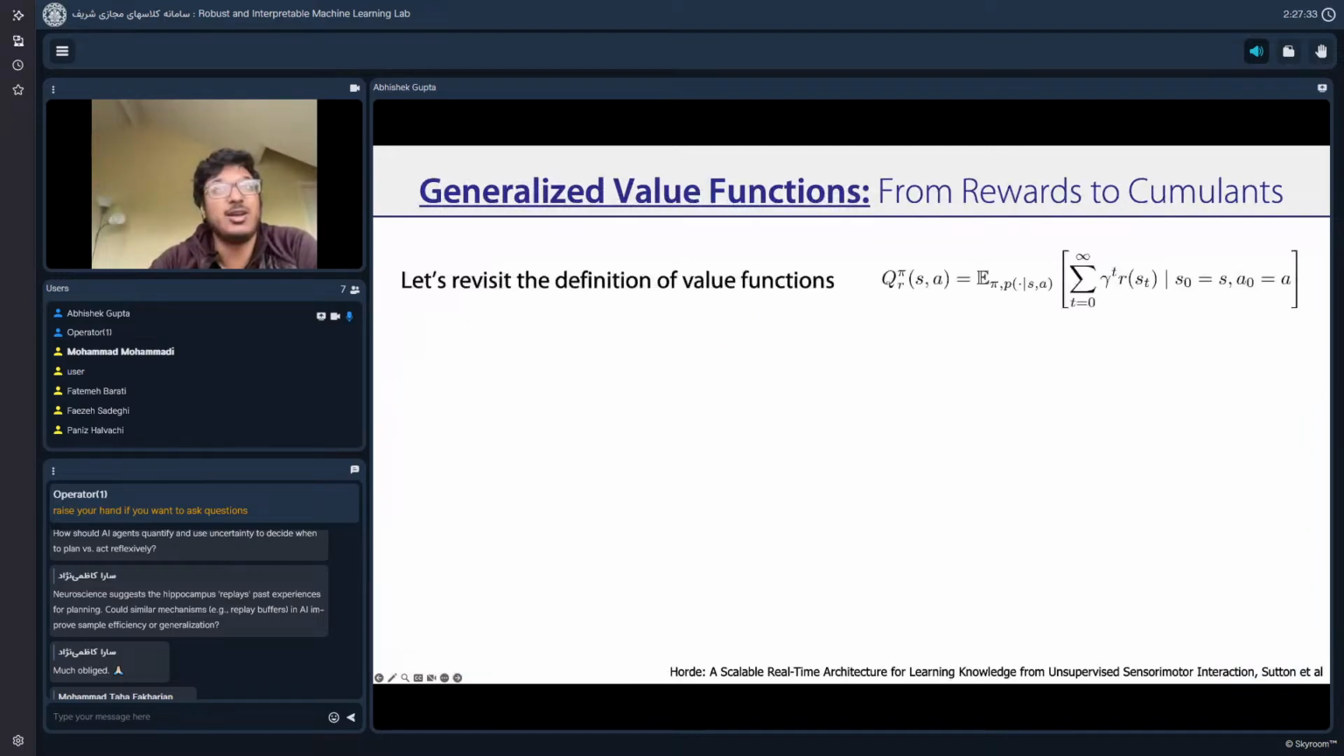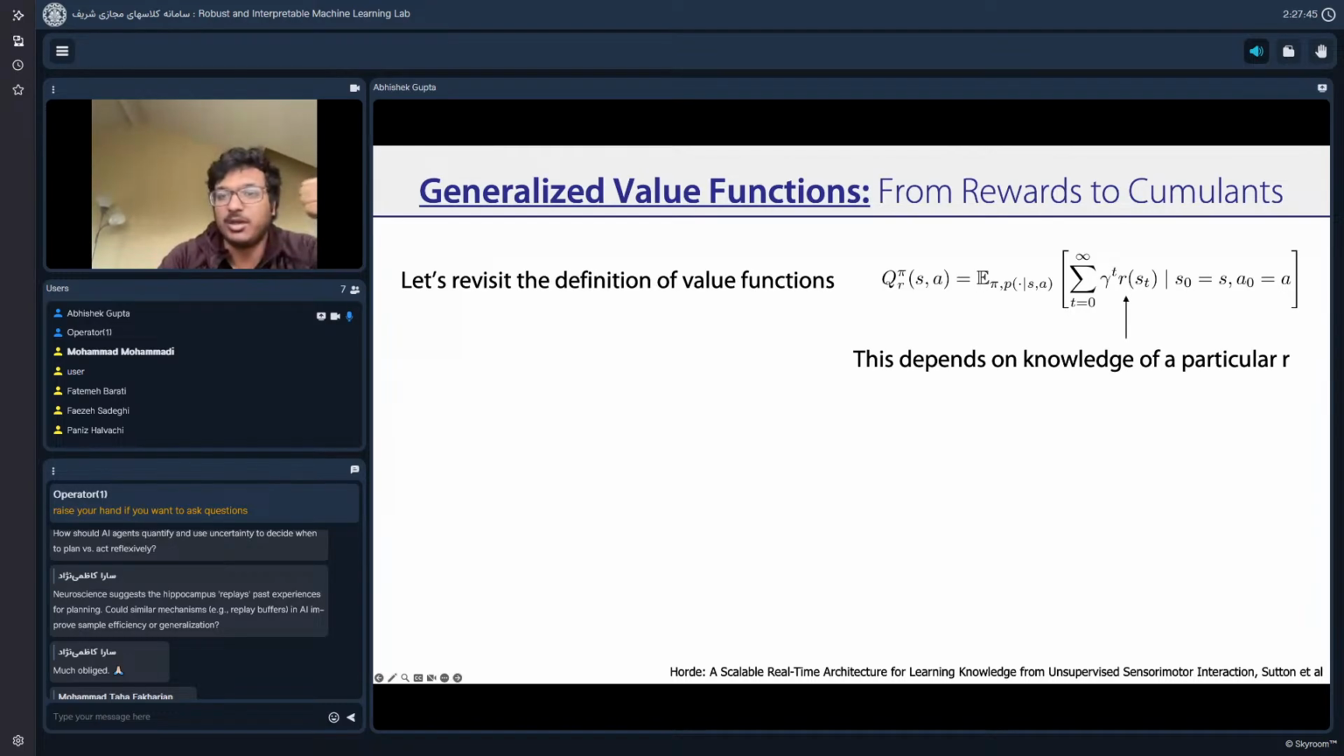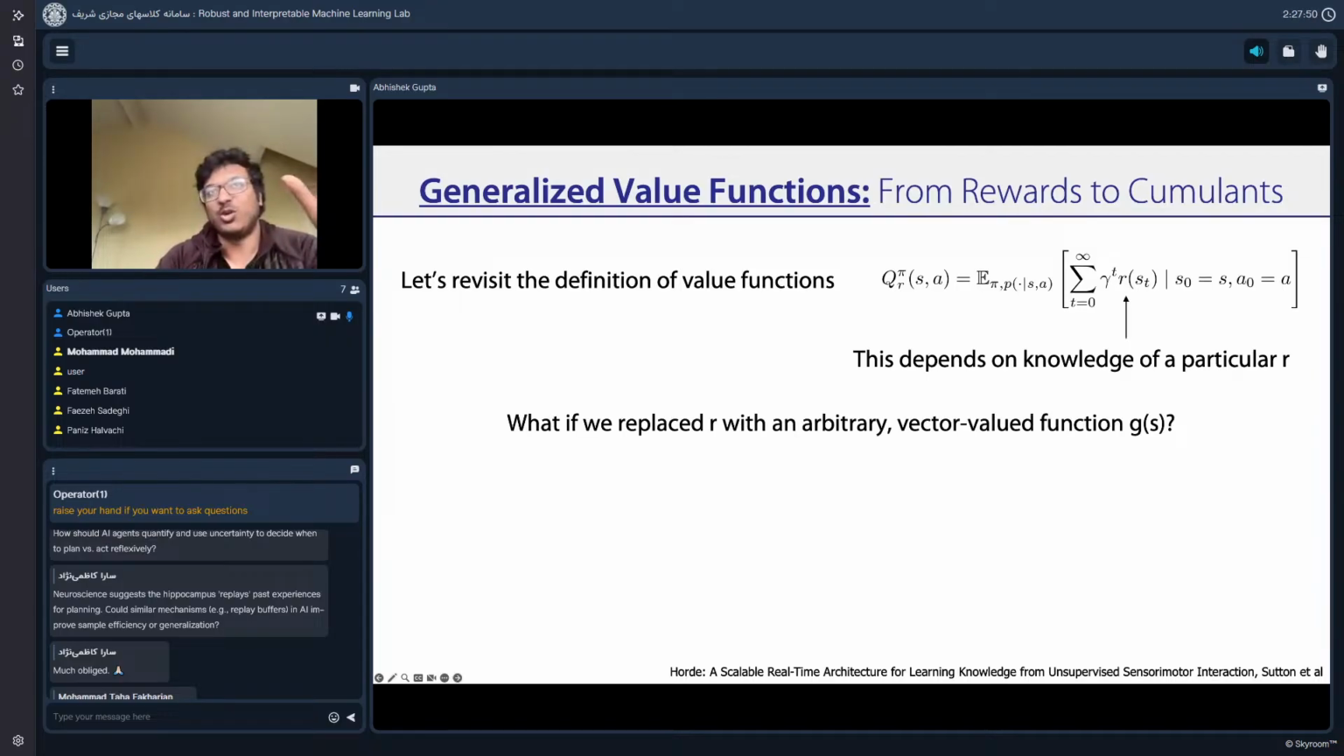So we want things that look like Q functions, right? So Q functions look like this. They're expected sum of rewards in the future, but we want to make them independent of reward. And so the Q function definition depends on a particular reward. The simple thing we're going to do is, what if we replace the reward R with some vector valued function G? Let's not worry about what it is for now.